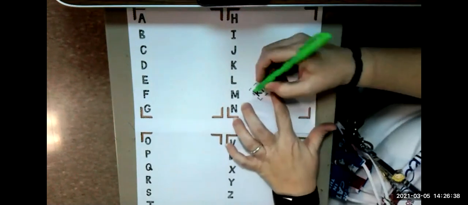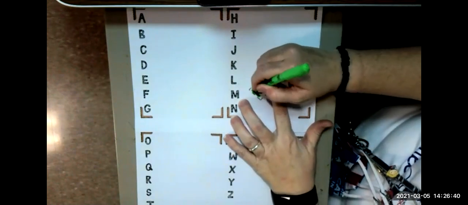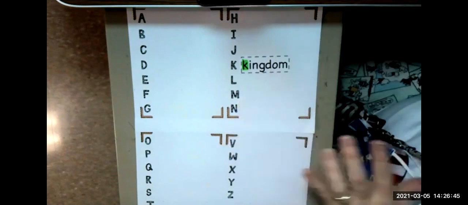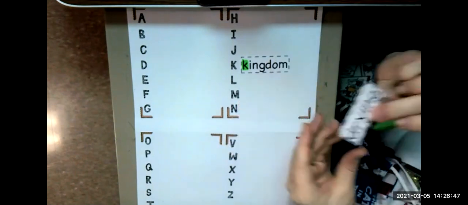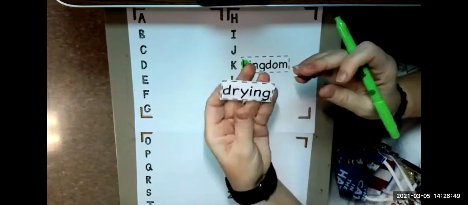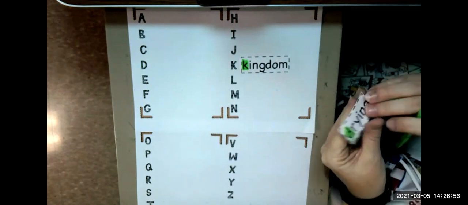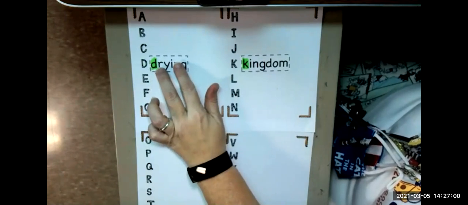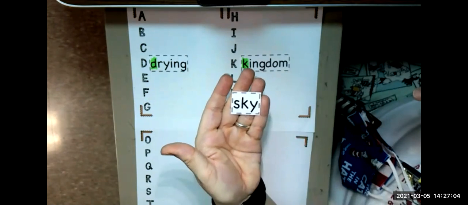Okay, so remember we're going to match the word to the first letter. So we're going to highlight what's my first letter in this word. It's the letter K. So I'm going to put it with the K. Okay, that's the word kingdom. And now I have drying, and the first letter is the D. So I'm going to put it with which letter? With the D's. Good.